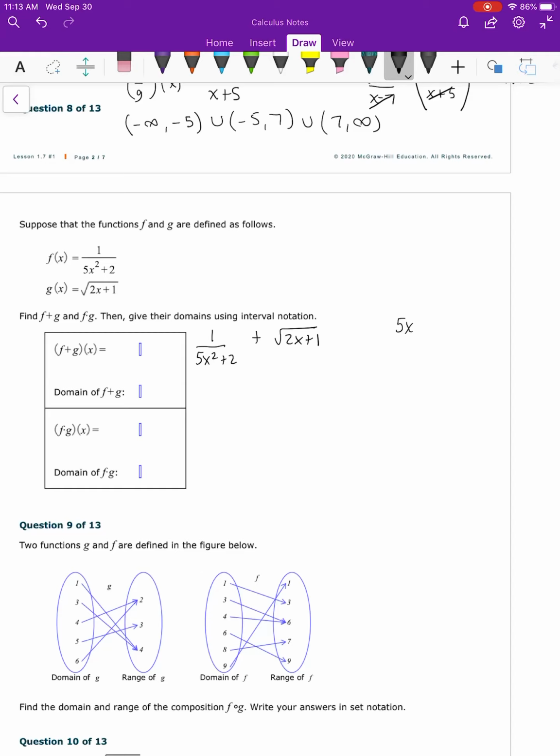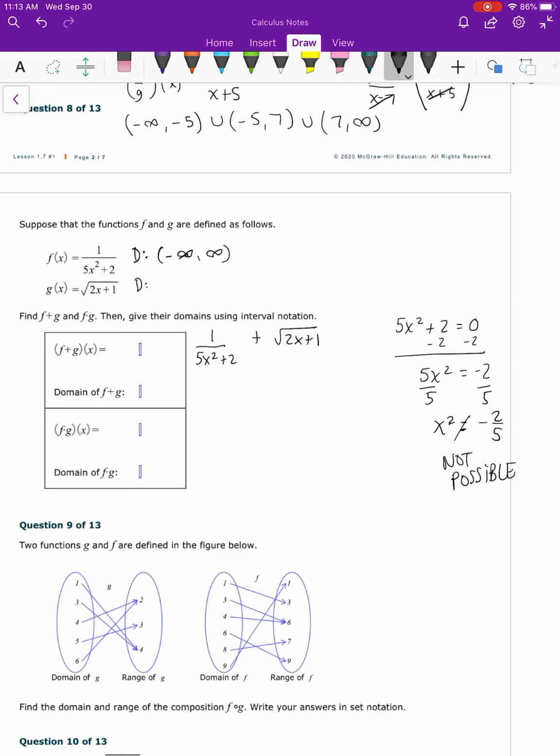you have to decide, is there anything that's going to make this 0? So you would subtract 2, and 5x squared equals negative 2, divide by 5. Is there any way you can put a positive or a negative in and square it and then get a negative? No. So this is not possible. That means there are no values that are going to cause you problems here. So the domain of this function would have been negative infinity to positive infinity, right?